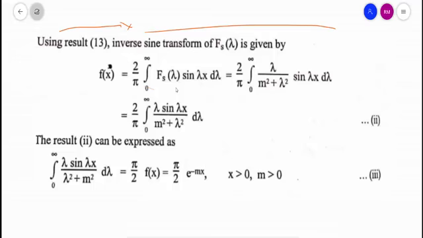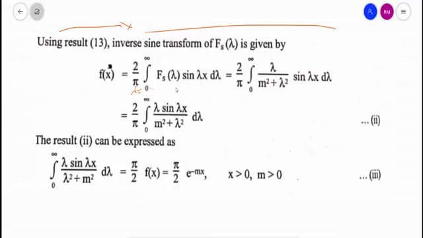After simplifying we get f of x equal to 2 upon pi into this integration. So 2 upon pi on the right hand side will go towards the left hand side, and it will become pi by 2 into f of x. This thing we can write this way, and we are given the value of f of x is e raised to minus x. So just substitute.